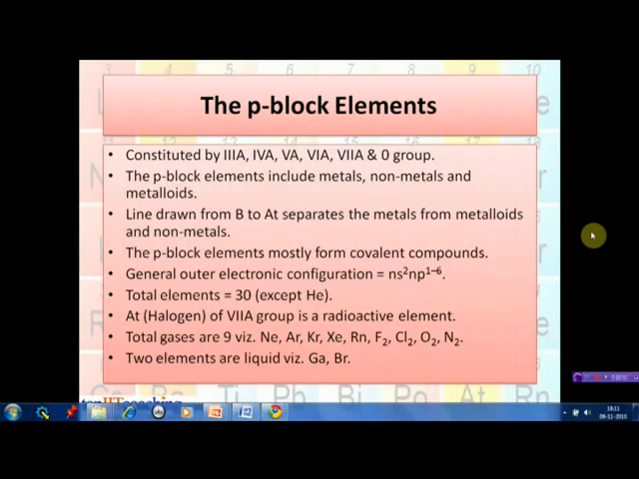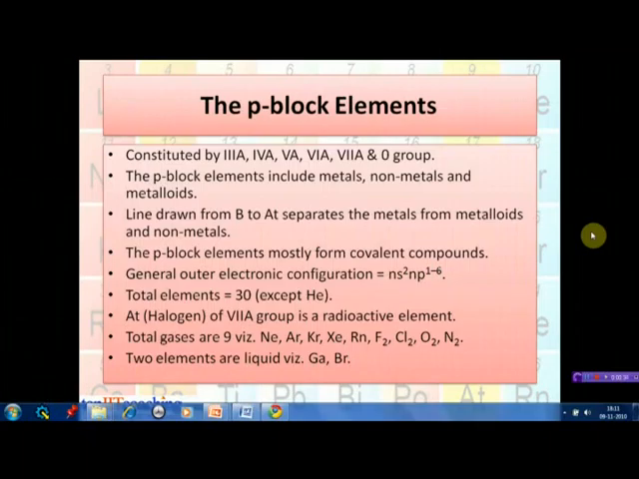The next block is the P block. It is constituted by third A, fourth A, fifth A, sixth A, seventh A, and 0 group elements. The P block elements include metals, non-metals, as well as metalloids. A diagonal is drawn from boron to astatine, which separates the metals from metalloids and non-metals. The P block elements generally show a tendency to form covalent bonds. The general outer electronic configuration varies from ns2np1 to ns2np6.